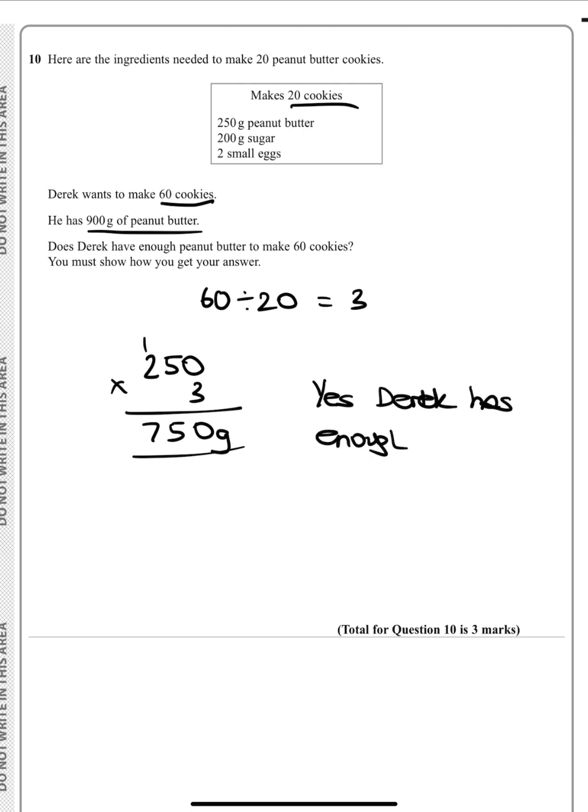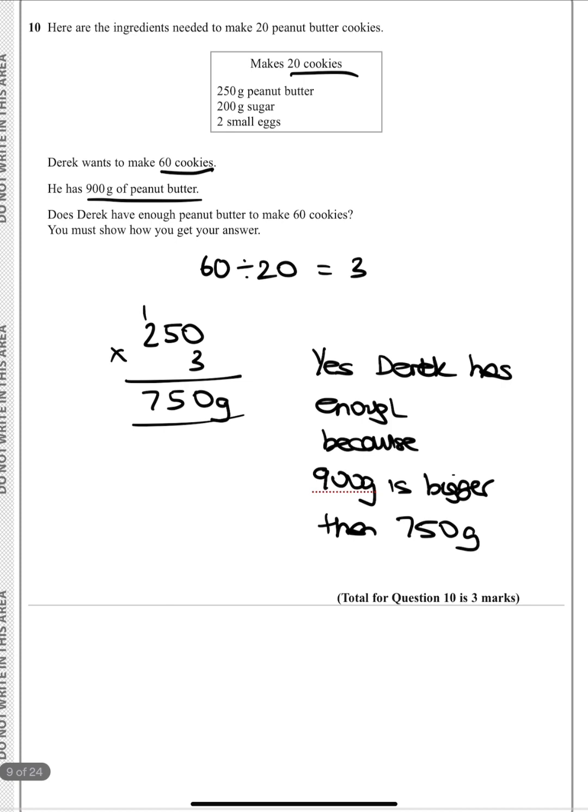And I'll say because 900 grams is bigger than 750 grams. So you just want to make sure that you do have that concluding statement as to why you know that Derek has enough. It's not enough to say just yes or no. You must have that working out.